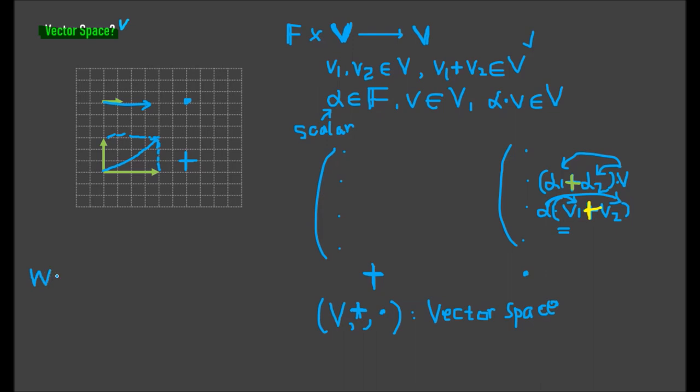For example, if W is a set, a collection of functions. A function is not an arrow, but consider the real valued functions on R that are continuous. Then this is also a vector space. To check this, we need the scalar multiplication from F times W to W. The most important thing is to check the well-definedness of the vector sum and scalar multiplication.